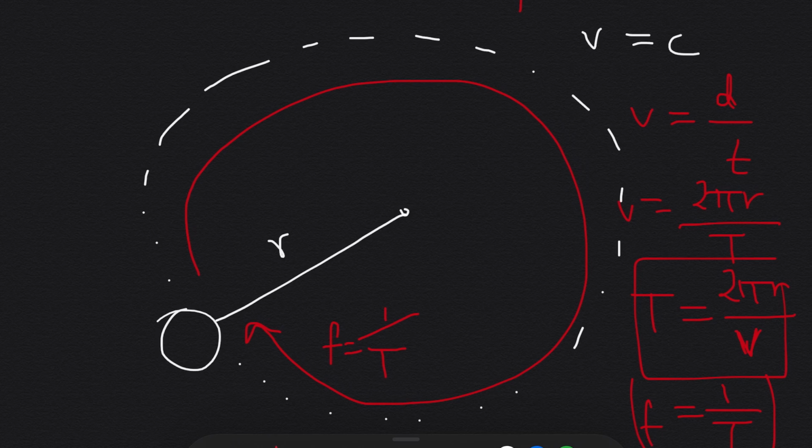Now let's think about something else. Let's think about acceleration for a moment. Do you think that acceleration is going to be constant, is it going to be zero, or does it just keep changing? Well, let's think about this for a minute.